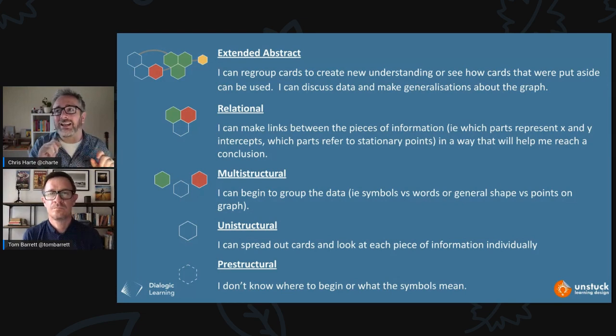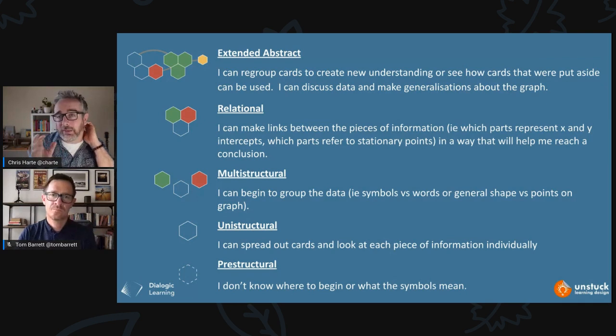And then as they move into that extended abstract, they've got this concept of graphing. They've got all of the information, and they're able to move the cards out of the way to an extent. So you'll see them move, and you'll also see them move some things back in. That was the piece we were talking about, the movement between multi-structural, relational, and extended abstract. You sometimes move in and out of these spaces.